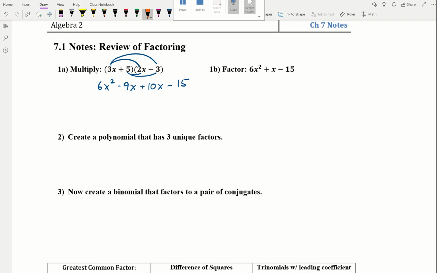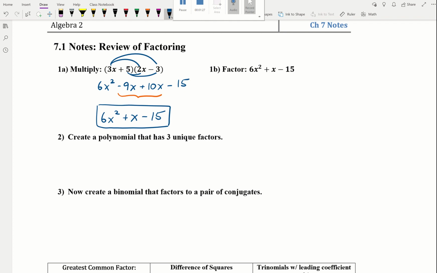Now, what you want to then look for is, are there any like terms that you can combine? And you should see that these middle terms are like terms. And when we combine those, we end up getting 6x squared plus x minus 15. All right, and that's how you multiply.